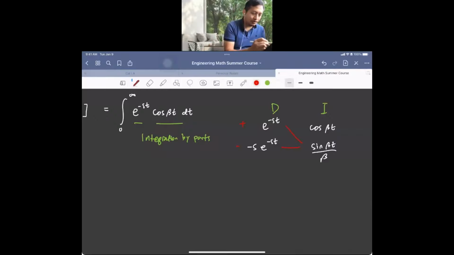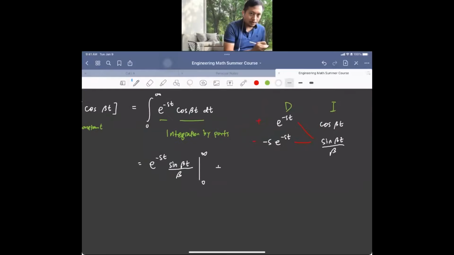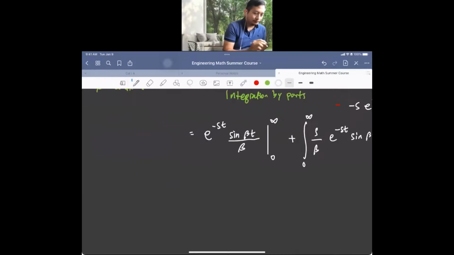Okay, this is positive, negative. We cross multiply. Then we can write e negative st sine beta t over beta from 0 to infinity, plus s over beta times the integral of e negative st and then sine beta t dt.